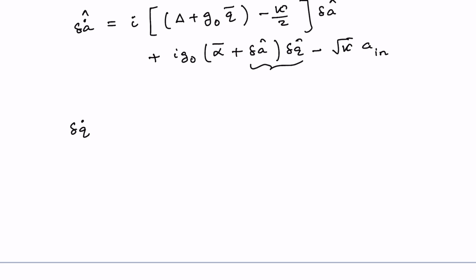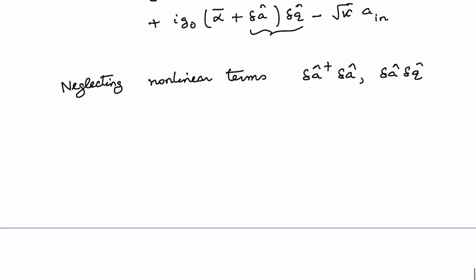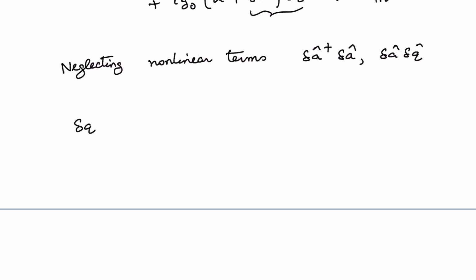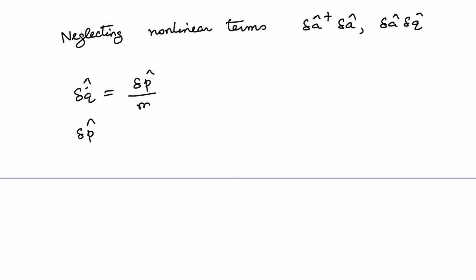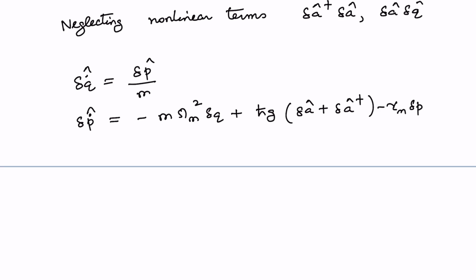So you are going to get δq̇, let me write here, neglecting nonlinear terms δa†δa and the product term δaδq, you are going to get these equations. δq̇ is equal to δp/m, and you will have δṗ is equal to −mω_m²δq + ħ(z)(δa + δa†), minus γ_m δp plus ξ.